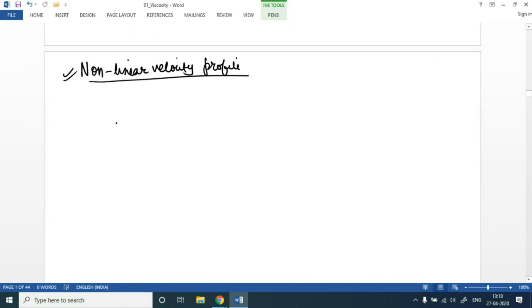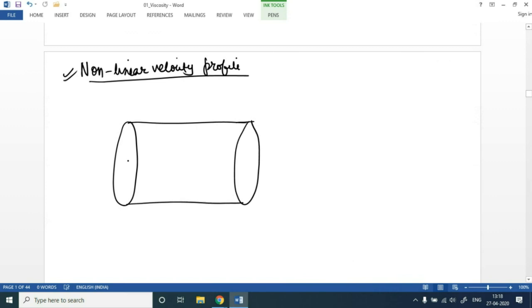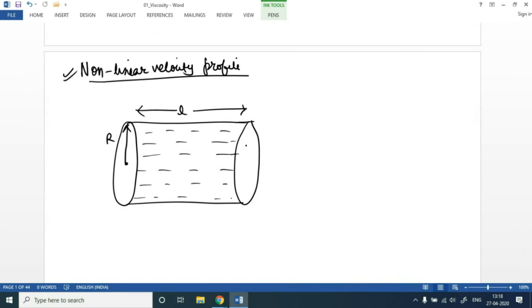So for example, say there is a thin capillary of radius r and length L, and the fluid is flowing inside. We have already discussed the flow of fluid in the previous chapter, that was fluid mechanics. But over there, our assumption was the liquid is non-viscous. Here, we are going to consider the viscosity also.